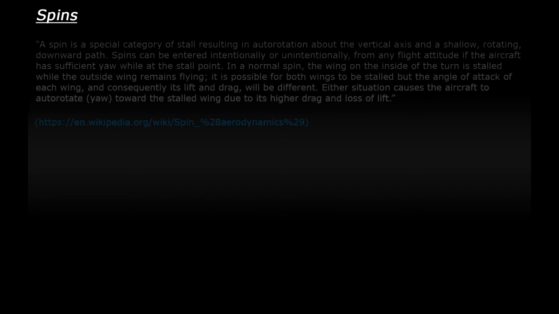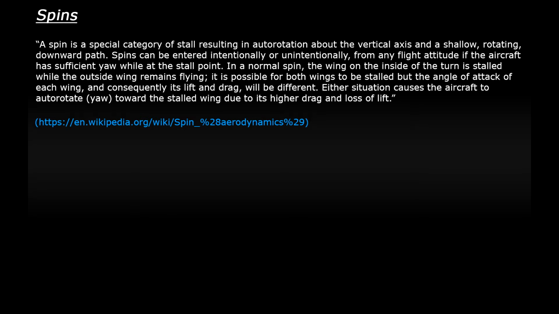Hello. So today we're going to look at spins in an aircraft and more importantly how to recover them. So a spin is a special type of stall. A spin occurs when one wing has stalled but not the other. The most common cause of this is when the plane is flying at a low speed in an uncoordinated turn.